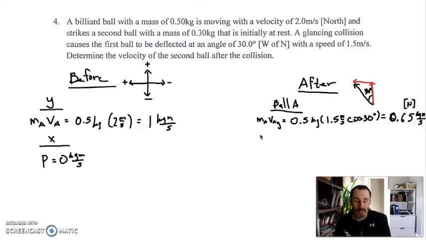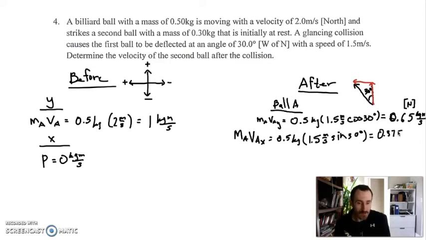Okay. The momentum of ball A in the west direction would be, I'm going to start it a little bit farther over here so I can actually fit it. Mass of A times the velocity of A in the x direction is 0.5 kilograms times 1.5 meters per second times the sine of 30 degrees. And that is equal to 0.375 kilogram meters per second. And that's to the west.